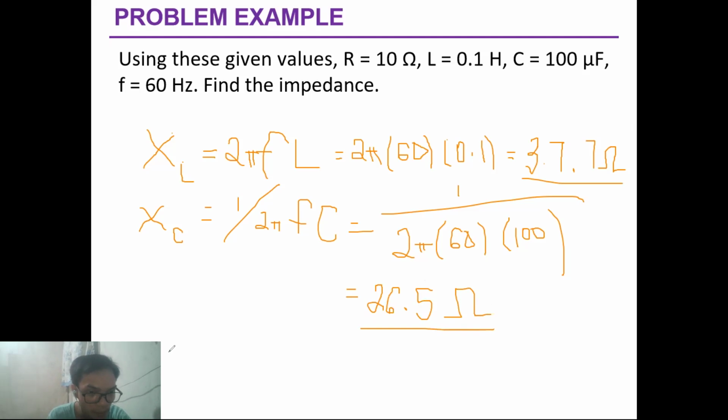Then this time we will find the impedance. So we have Z is equal to the square root of R squared plus the inductive reactance minus the capacitive reactance, all squared.